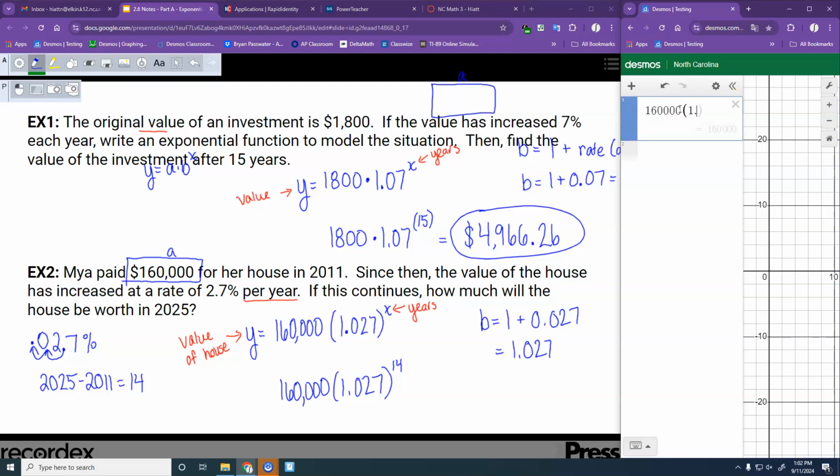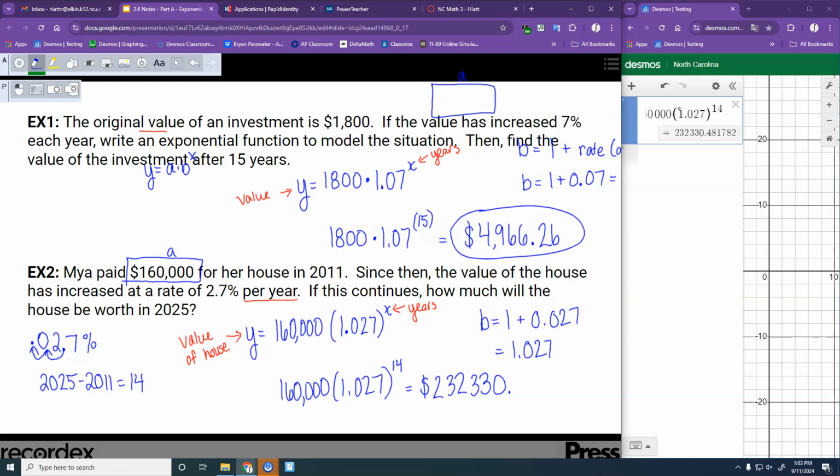160,000 times 1.027 to the 14th power. And I am getting 232,330.48. So I've got $232,330.48 as our house value there, which is probably actually even going up a little bit more than that in a lot of places anyway.